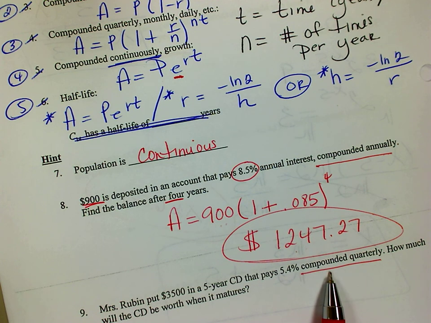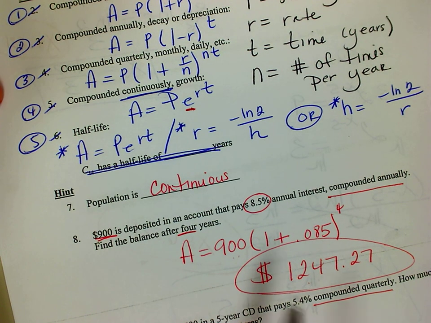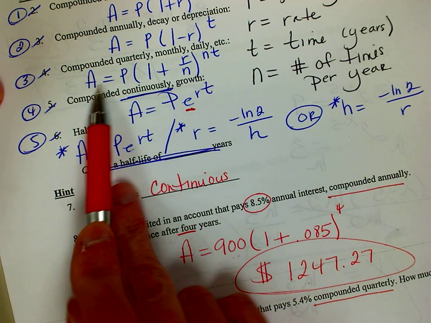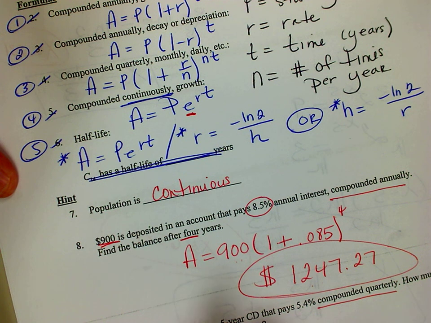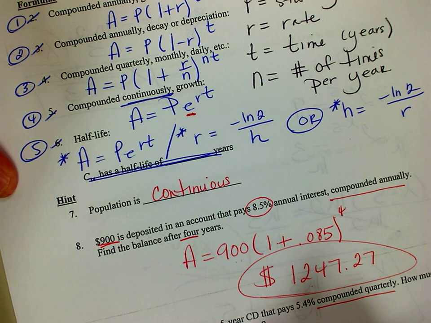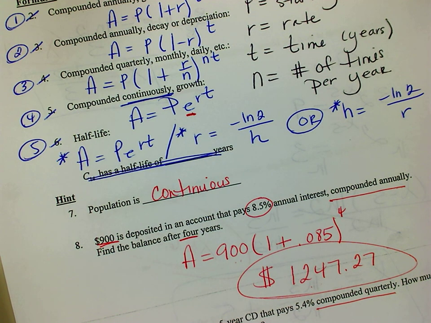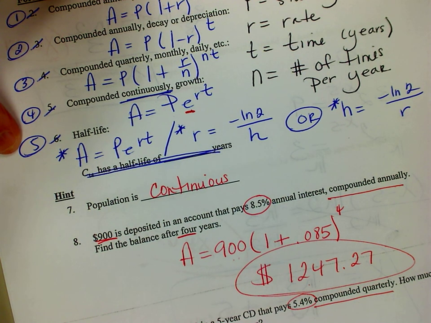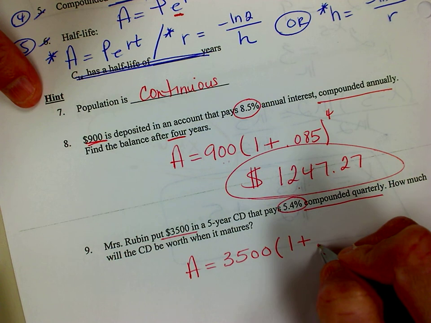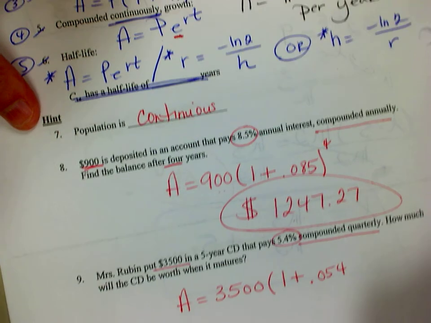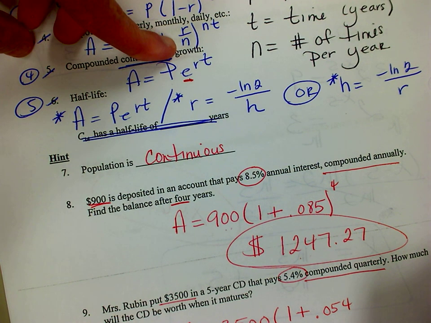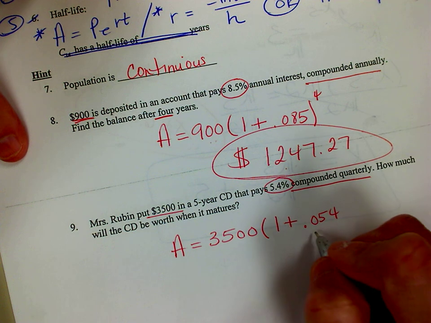Okay, number 9 is compounded quarterly, so we're going to use this formula right here. So we're not really sure the ending amount. The starting amount is 3,500. 1 plus, the interest rate is going to be 5.4%, but I want to change that to a decimal. So 0.054, 2 decimal places to the left. And then N, that's how many times per year. So since it says quarterly, that's 4 times per year.